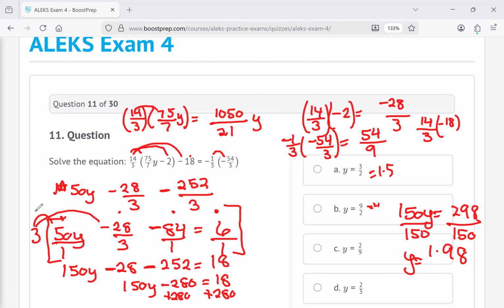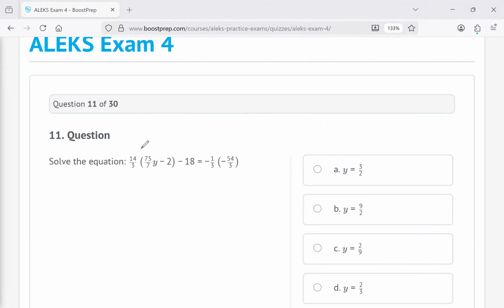Okay, so it's easy to make a mistake here. So let me start from the beginning. Sorry. Sometimes you have to start again. Let's do the right side. What's -1/3 times -54 over... -54/3? That's going to be +54/9, which comes out as +6.